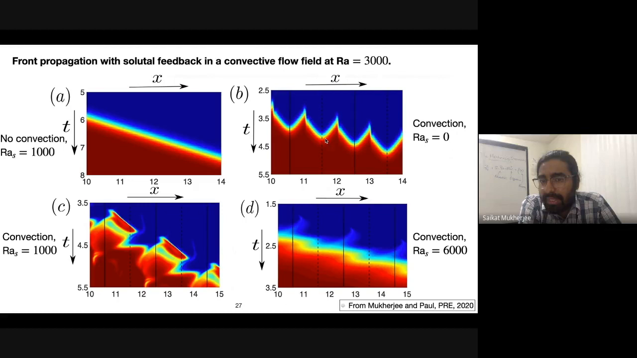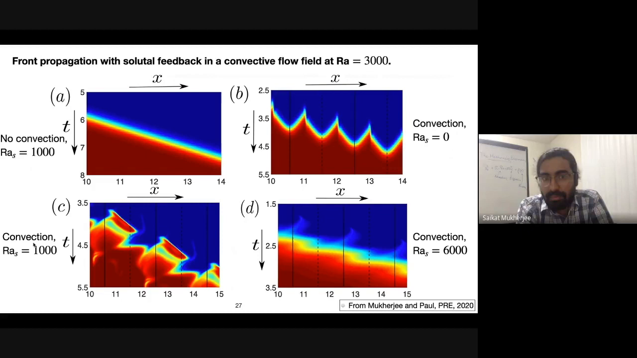So if you take any slice in time, you'll find spatial variation in the concentration. But if you take any slice in X, you do not find any temporal oscillation in the concentration. In other words, the concentration does not vary in time at a particular region in space. However, the situation changes when there are both these effects.